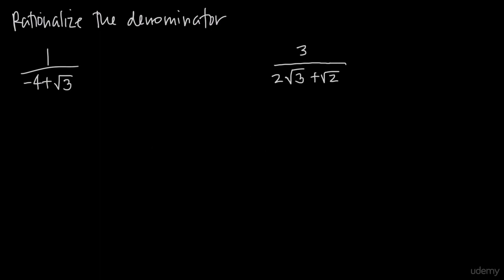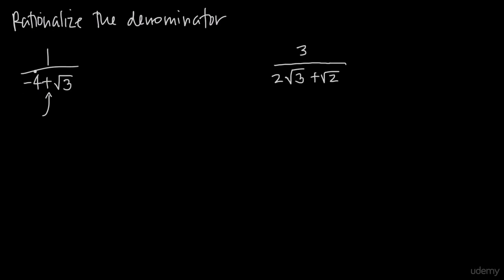But how do we do this if we have a fraction with more than just a single square root in it? In this case, we have negative 4 plus the square root of 3. What we do is we multiply by what's called the conjugate. The conjugate is going to be the same two terms, but with a different sign in between. So because we have a positive sign here, the conjugate of negative 4 plus square root of 3 is going to be negative 4 minus square root of 3.